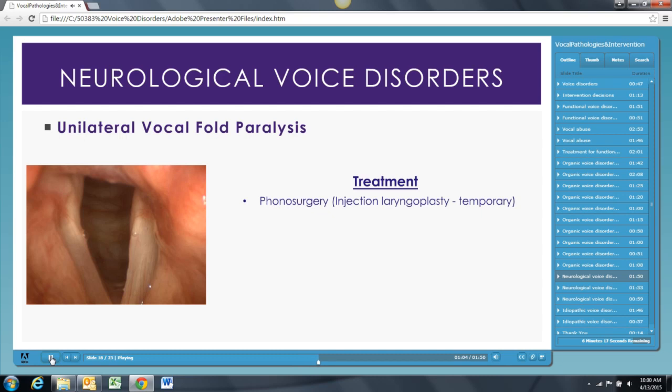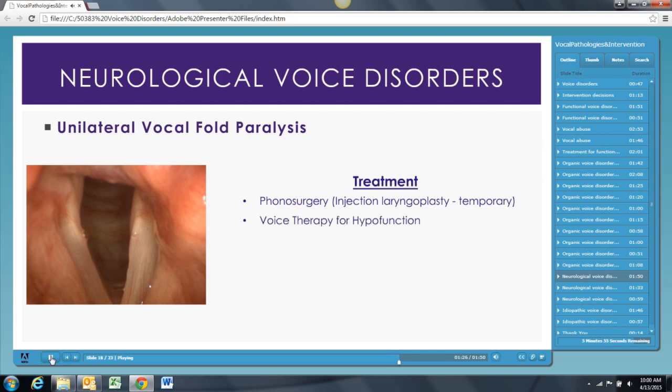Injection laryngoplasty is a good first-line treatment for unilateral vocal fold paralysis because it can make an immediate impact on vocal function. It can be performed on an outpatient basis, and it's also temporary, so spontaneous recovery is likely to occur. The injection material will not impede that.